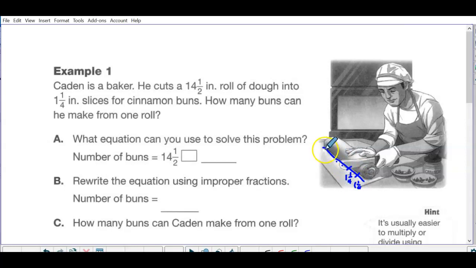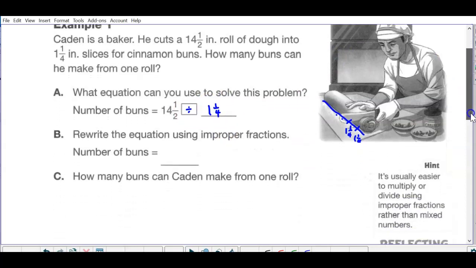So really what we're doing is, the long way you could keep subtracting, right? But that takes a long time. You want to divide to figure out how many times it went in there. So what equation can you use? We're going to divide the total length by 1.25. Again, we're going to try not to use our calculator.